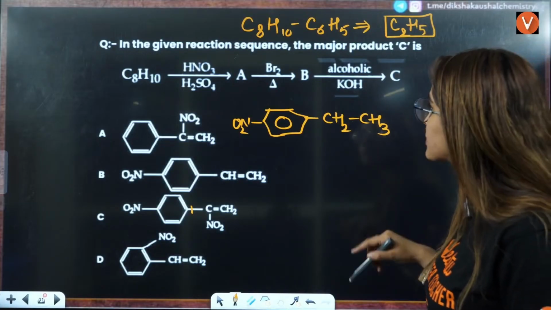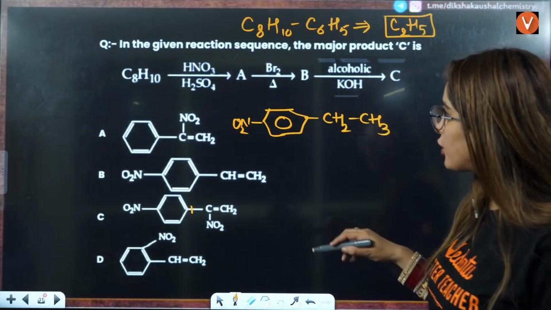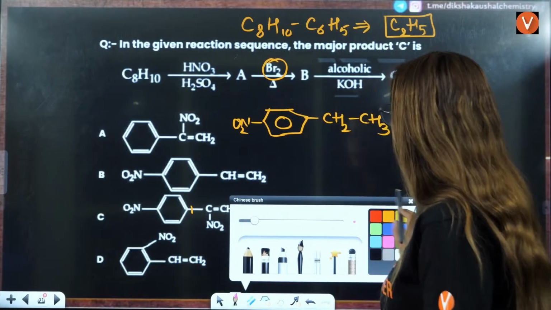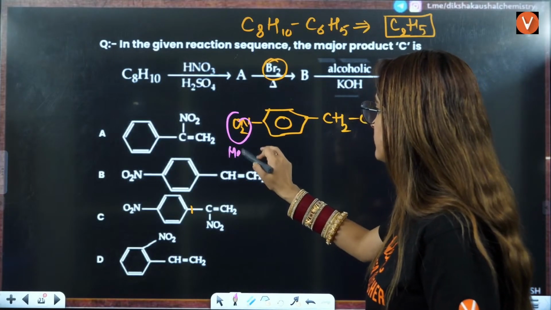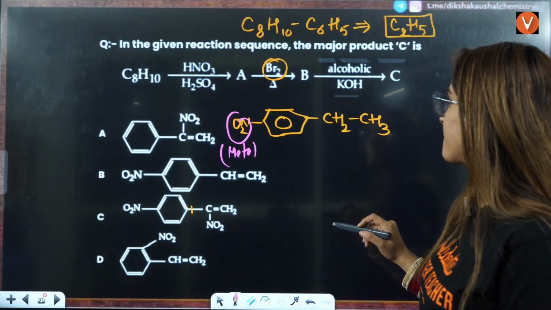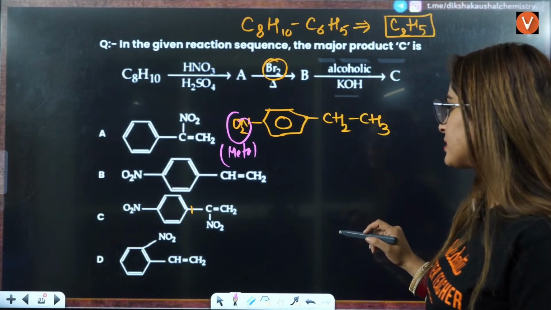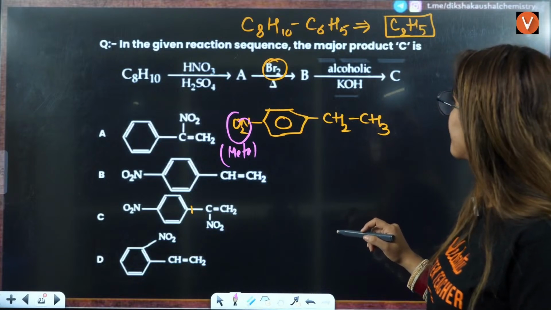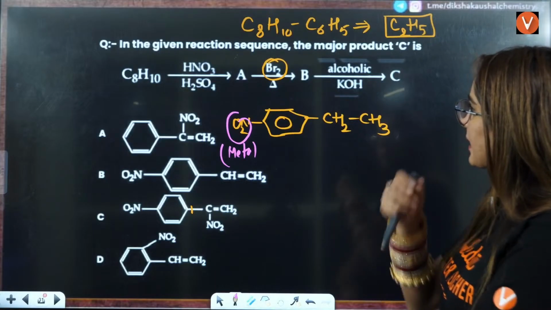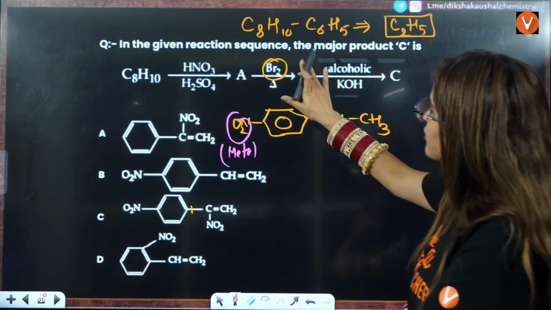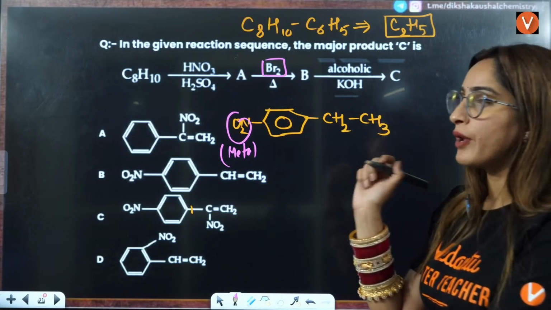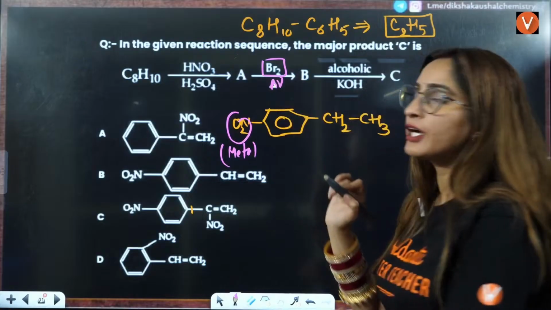Now, students, whenever you are adding Br2, this particular compound is meta-directing. This compound is ortho-para directing. Wait a minute. Okay. This compound is ortho-para directing. But you know what's the problem? Not the problem. The thing is, this is not bromination. What they are doing is H, nu: heat they are doing, right?